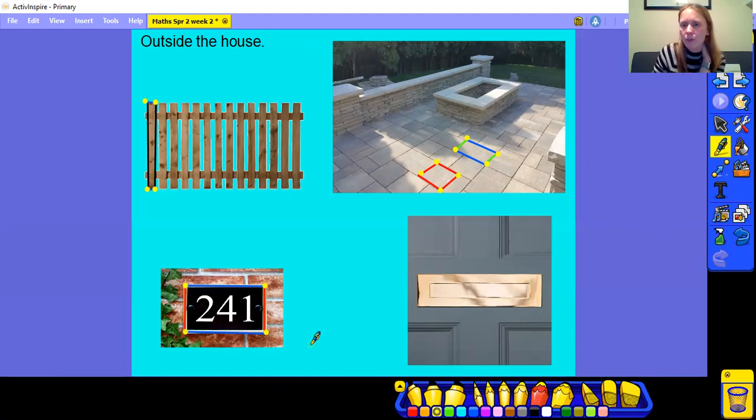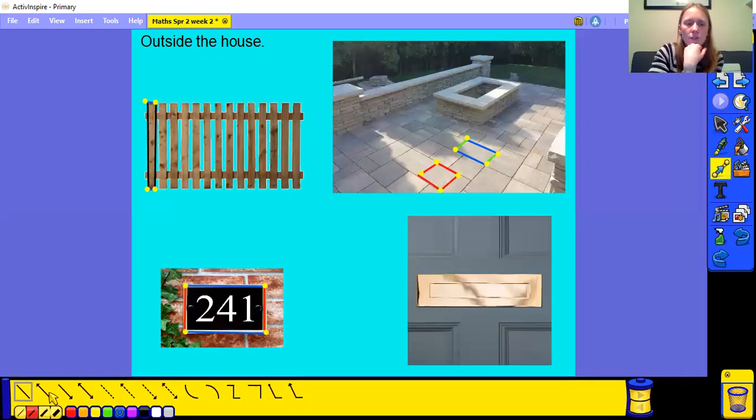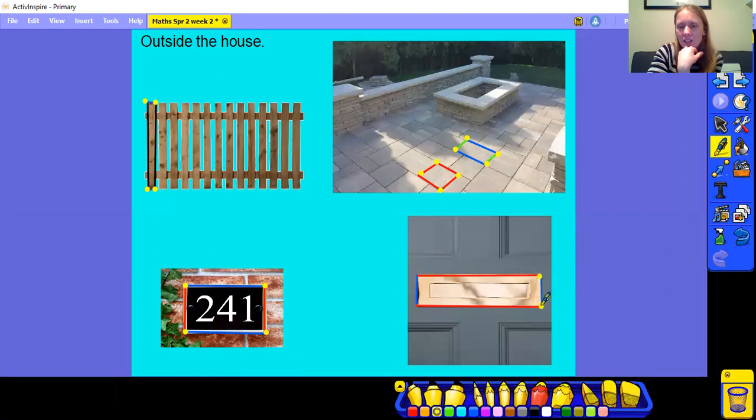What about on the door? Did you spot a rectangle on the door? That's right. The letterbox is a rectangle shape. There's also a smaller rectangle inside. Let's check that it has all of the properties that we needed. So it has 1, 2 short sides. It has 1, 2 long sides. And it has 1, 2, 3, 4 corners.